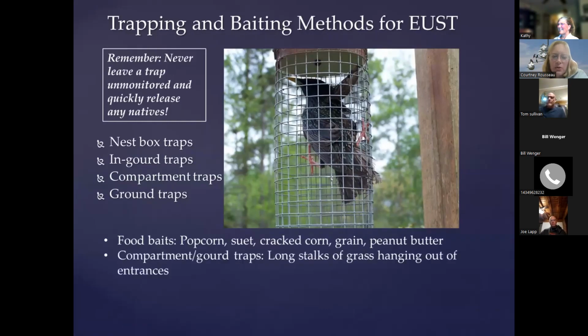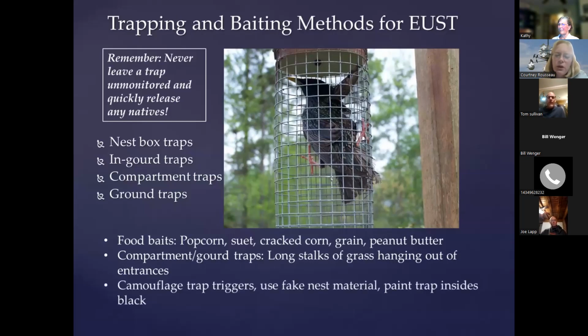So for compartment or gourd traps, something that I've personally found helpful when I'm trying to trap a starling is if I put long stalks of grass hanging out of the entrance, it makes them think that another bird is nesting there or has nested there in the past, and it makes them more likely to check out that trap. So just a little tip I found that helps. Again, your mileage may vary, but this is something that works for me.